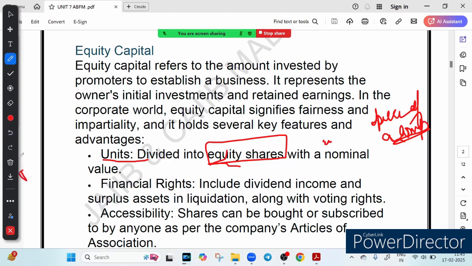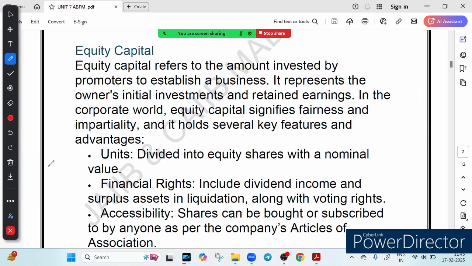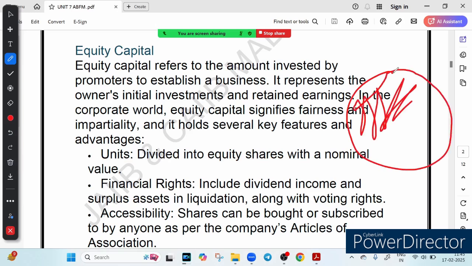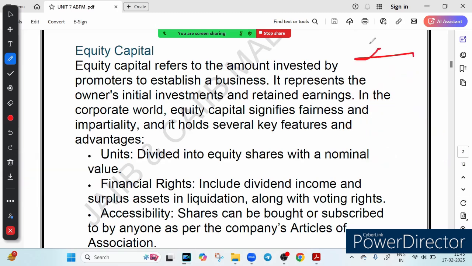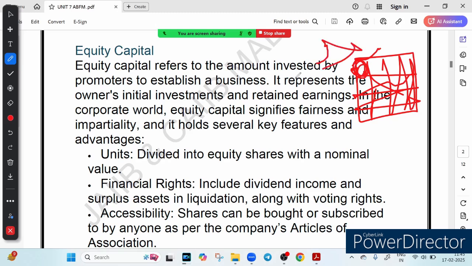Let me make a picture to make it clearer. Think of this as equity capital. It is divided into many teeny pieces, and each piece is called an equity share. Or suppose I make a square and divide it into many small parts. Each part is called an equity share, and the entire square is called equity capital. So when you buy a share, you own a small part of the company.